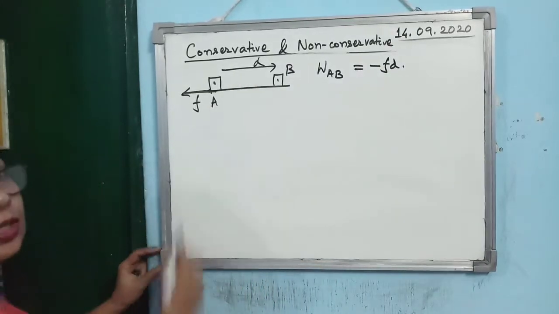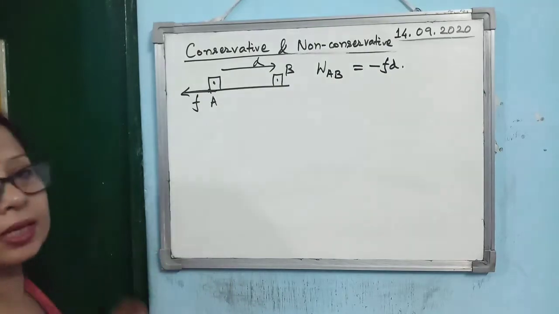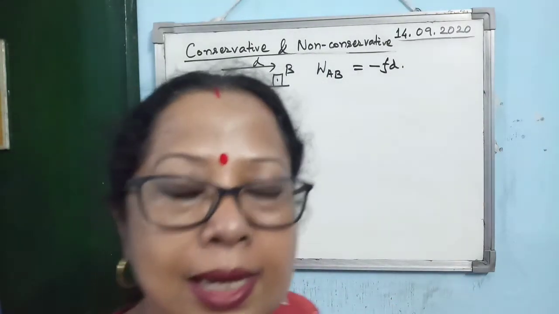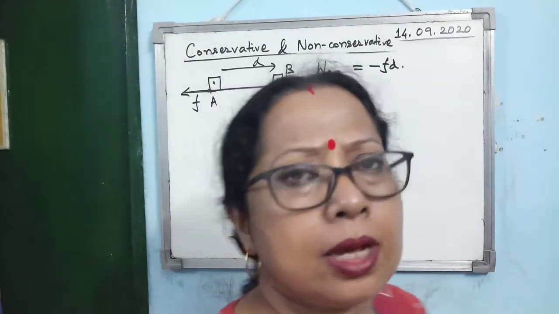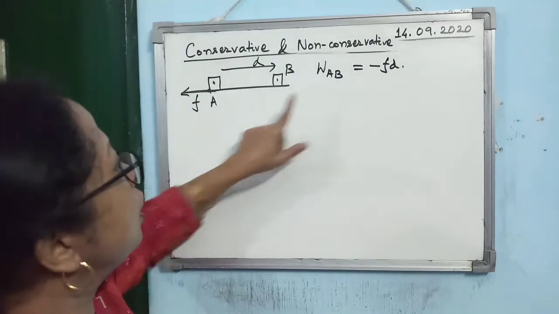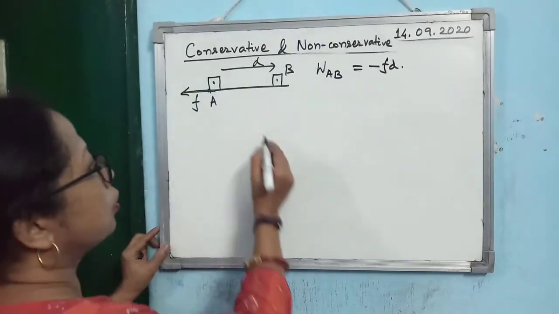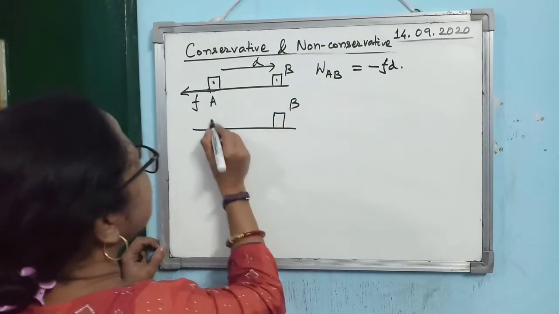Why minus F into D? Because you see force and displacement, they are in opposite direction, isn't it? So what is the angle between them? It is 180 degree, and cos 180 degree is minus 1. Just now we have studied. So what is the work done by the frictional force to take the body from A to B? It is minus FD. Now suppose you are taking the body from B to A.